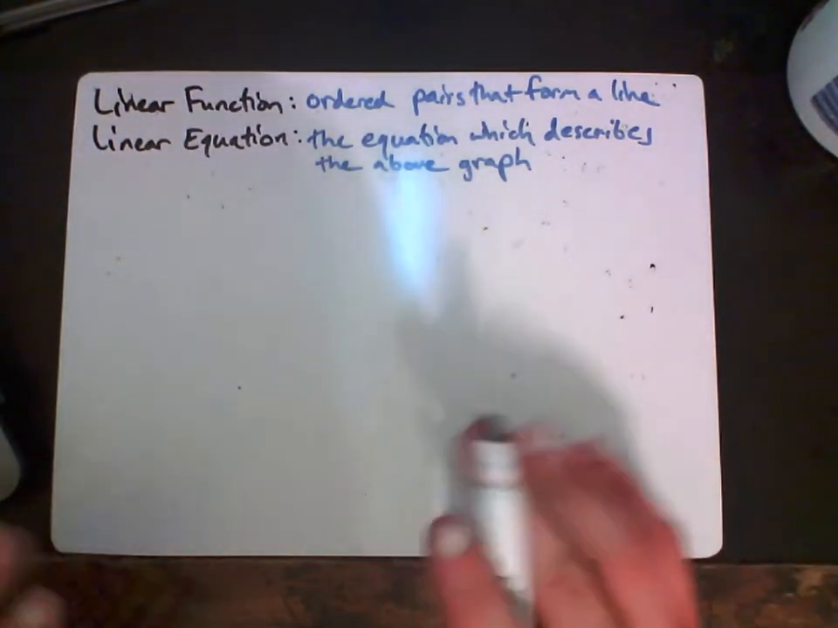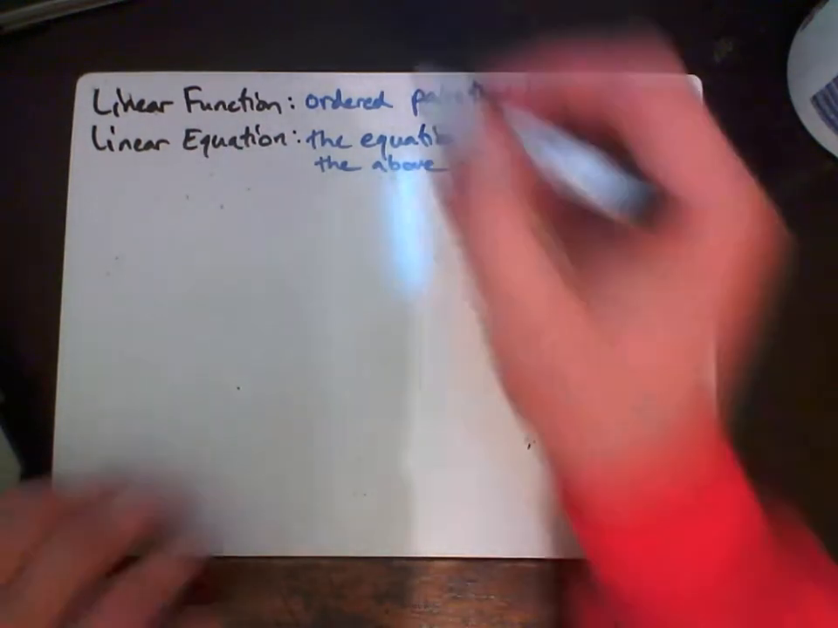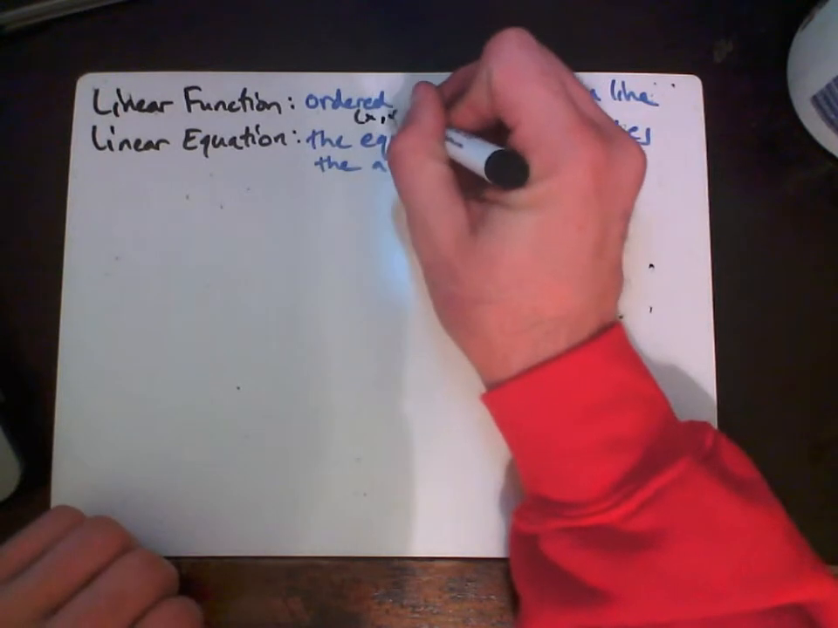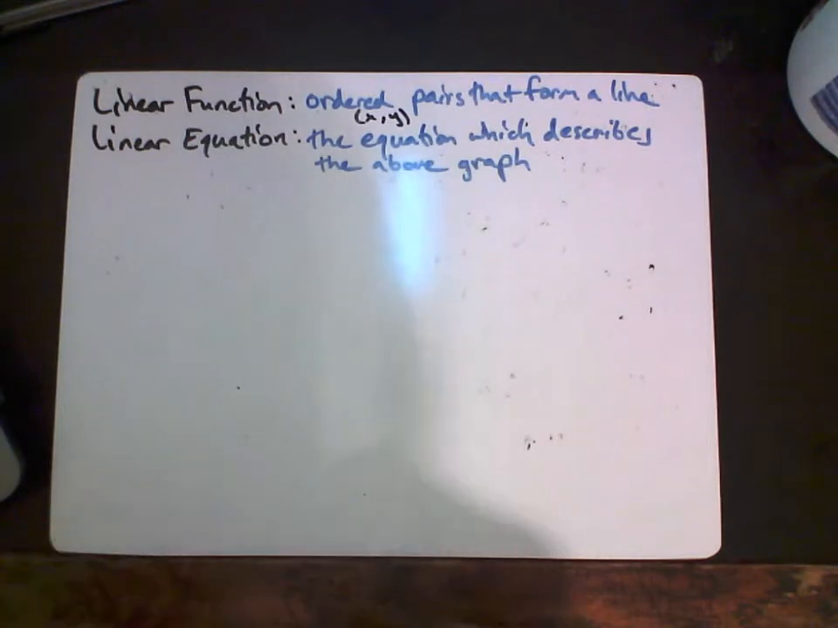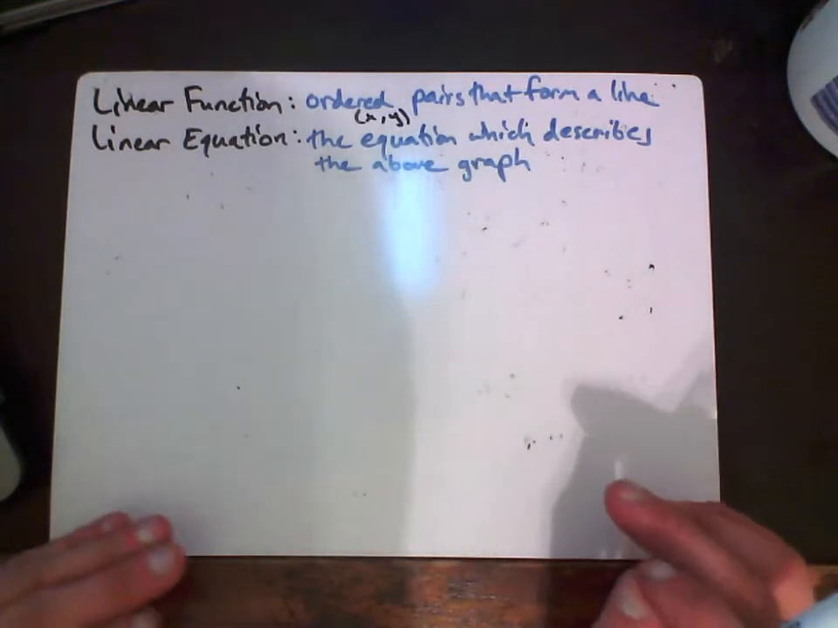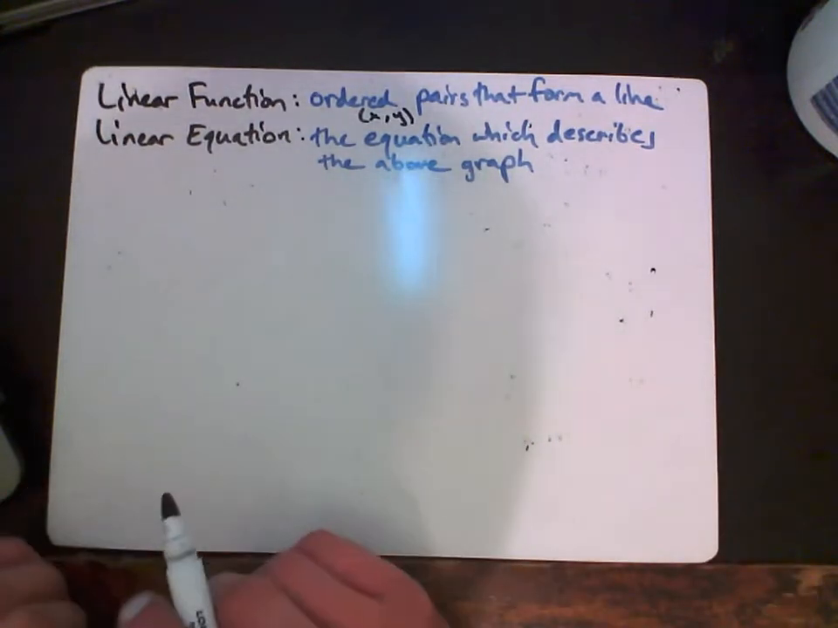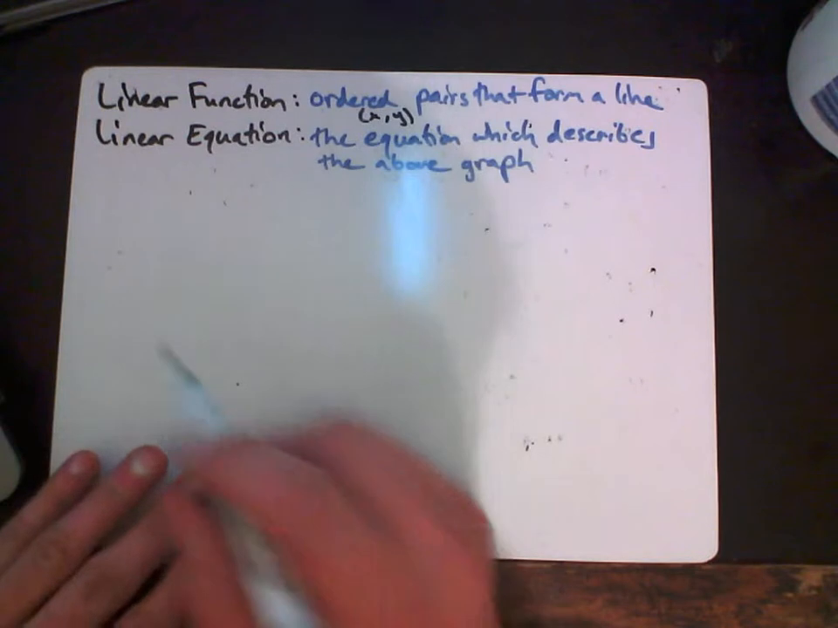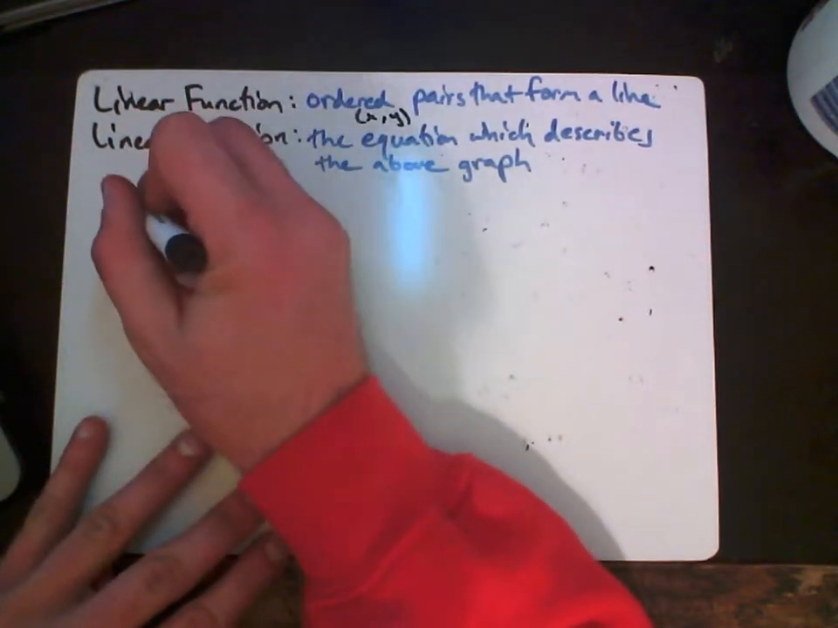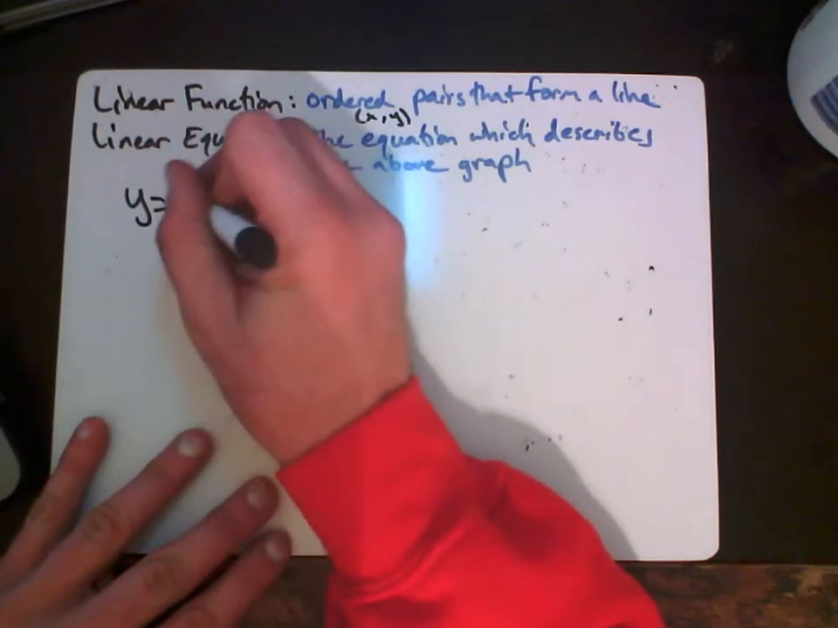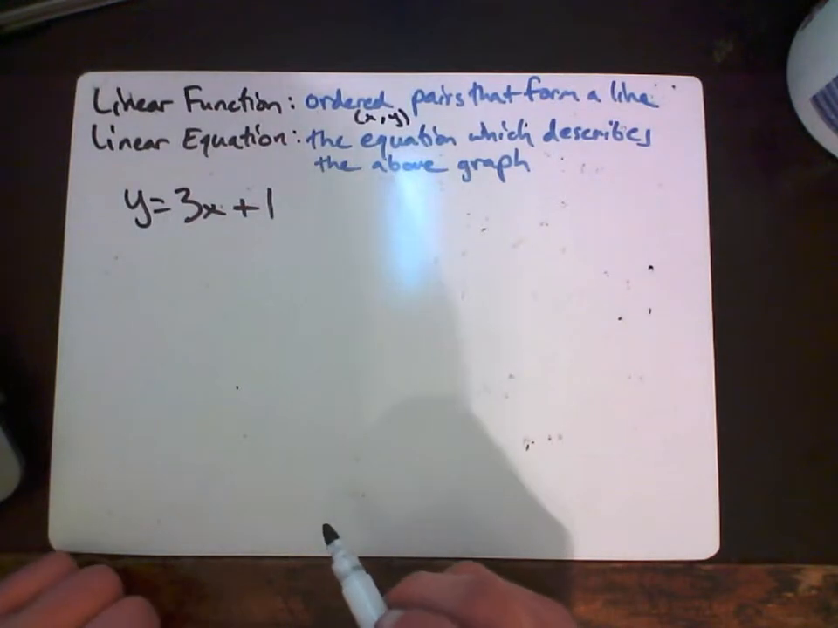So let's get some vocabulary out of the way. My linear functions are ordered pairs that form a line. So it's going to be a list of x and y values. My linear equation is going to be a general equation. So for example, I'll give you an easy one. Conveniently enough, it's the one we're going to start out with today. The function is going to be y is equal to 3x plus 1. I like that. 3x plus 1.